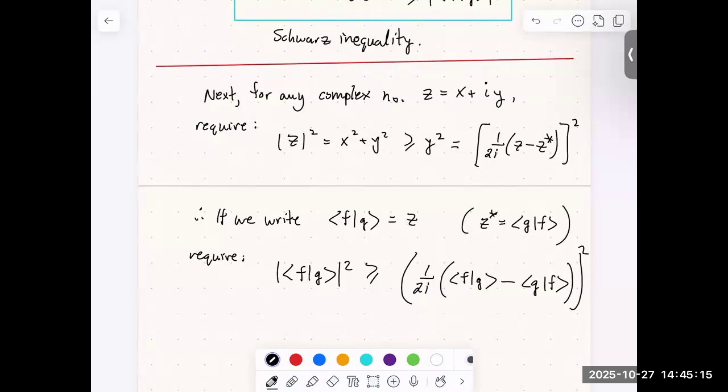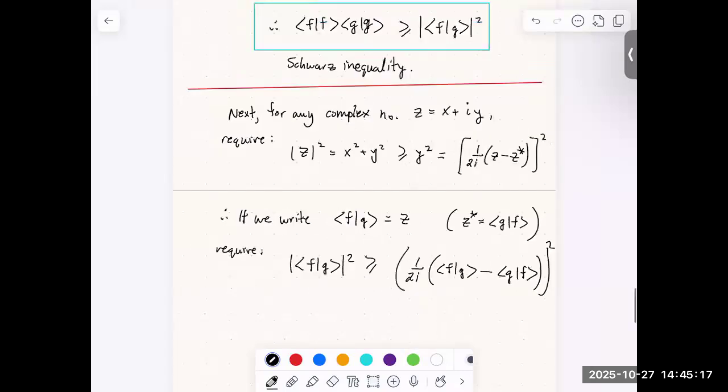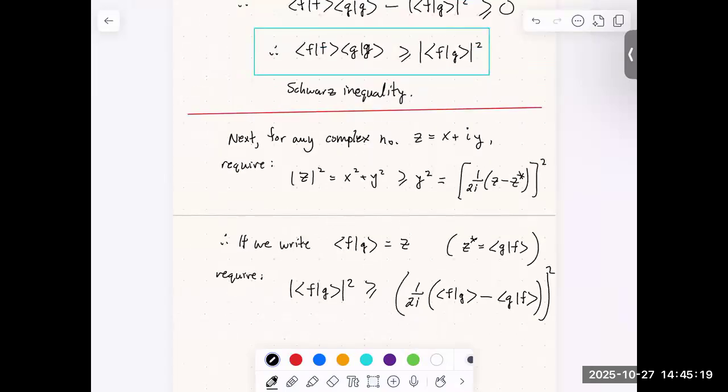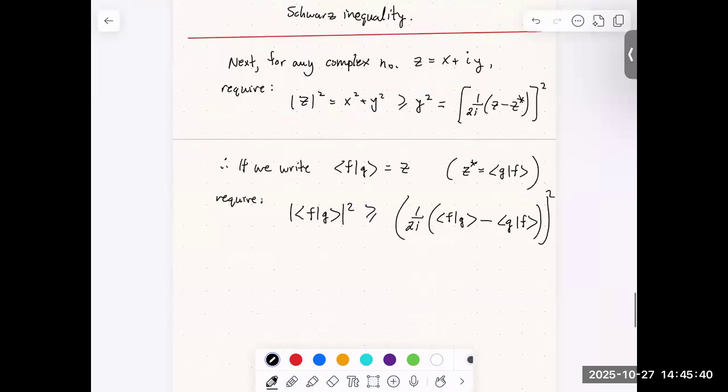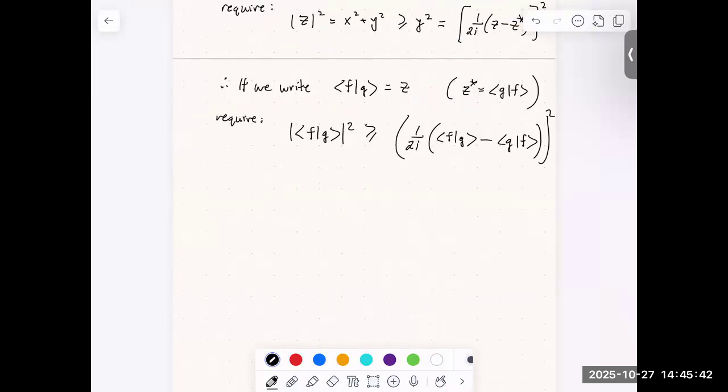Okay. So what we're going to do is combine the two inequalities, one at the top of the screen and one at the bottom of the screen. F inner product with f times g inner product with g, that's our sigma a squared times sigma b squared. We're going to say that has to be greater than or equal to this quantity here. And that's going to lead us to our uncertainty principle.